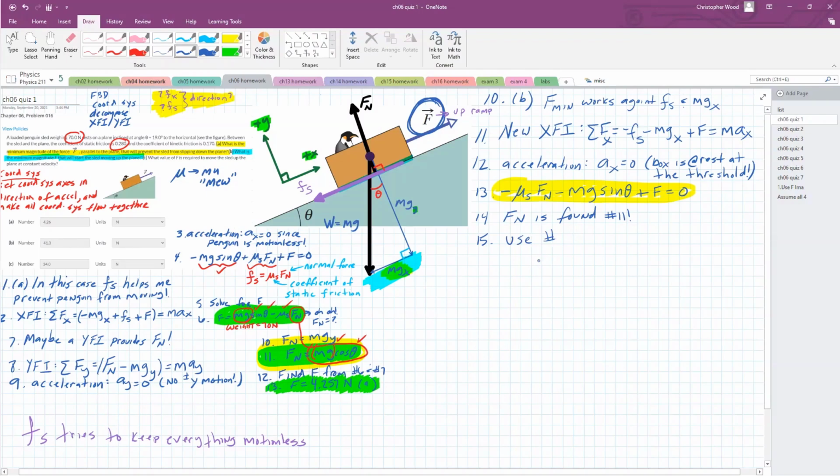This should have been fine down here. Find F from number 6, and I should have read, this should be number 11 and number 11. So just let me fix that. So you're going to use number 13 and number 11 to find F. So let's find out what kind of force is needed to just almost barely get the penguin moving up the ramp. Okay, we can do that right now.